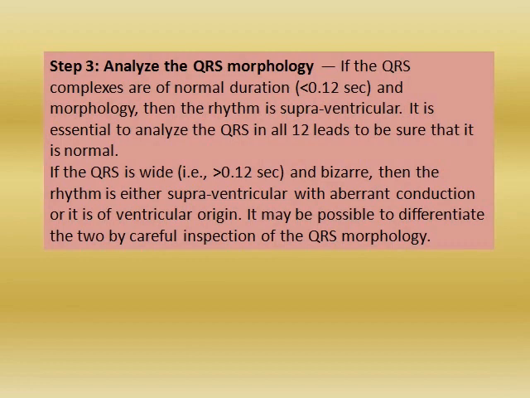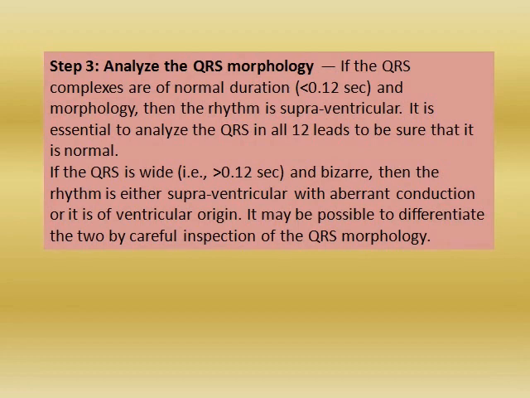So that is the step 2. Now we will go to the step 3, that is analyze the QRS morphology. The QRS complex are of normal duration, that is less than 0.12 second, and morphology, normal duration and morphology. Then the rhythm is supraventricular. It is essential to analyze the QRS in all 12 leads to be sure that it is normal.